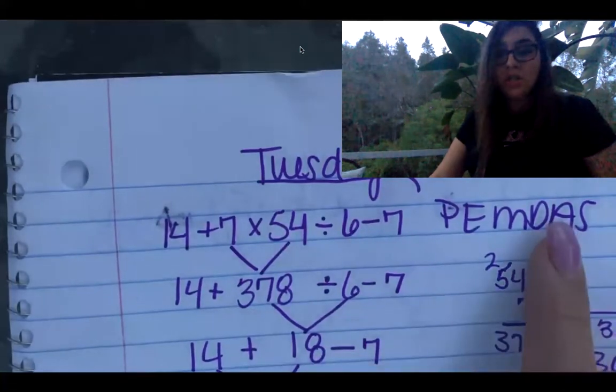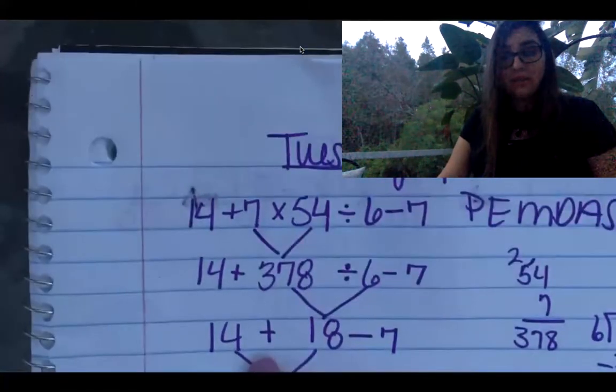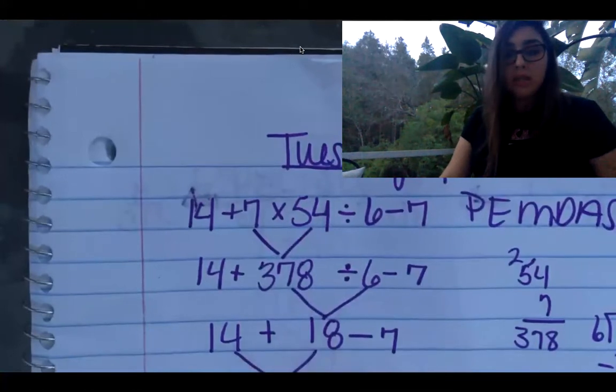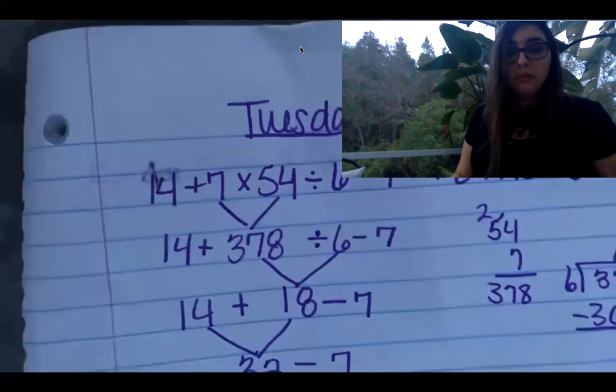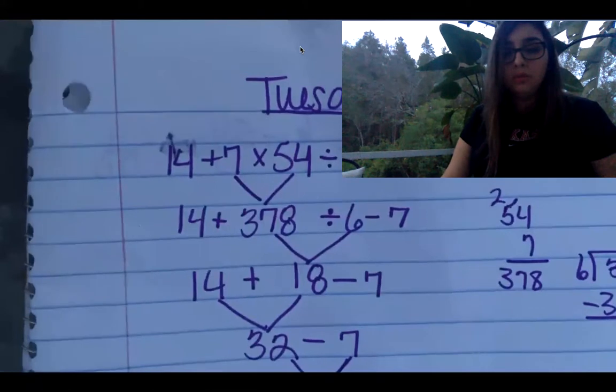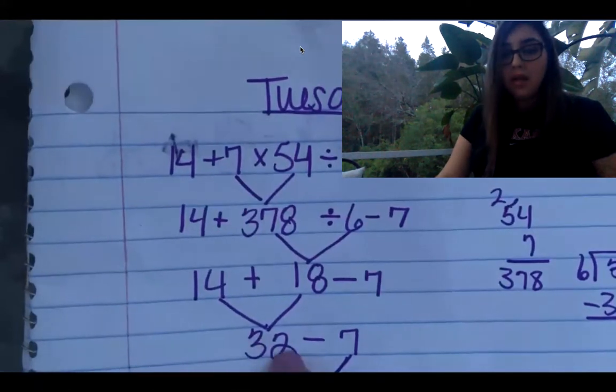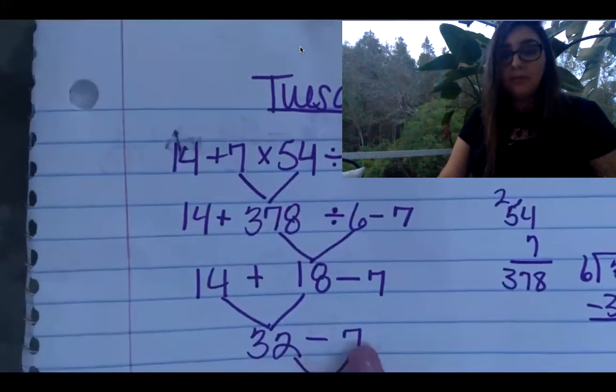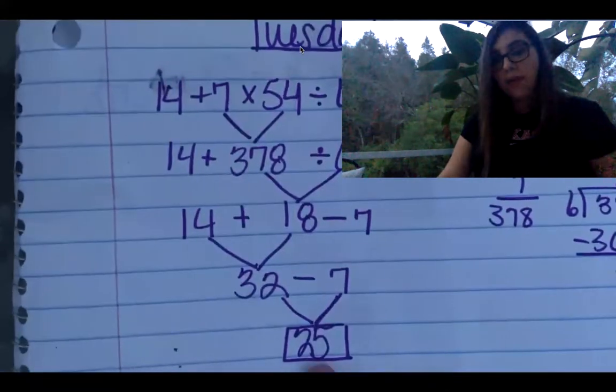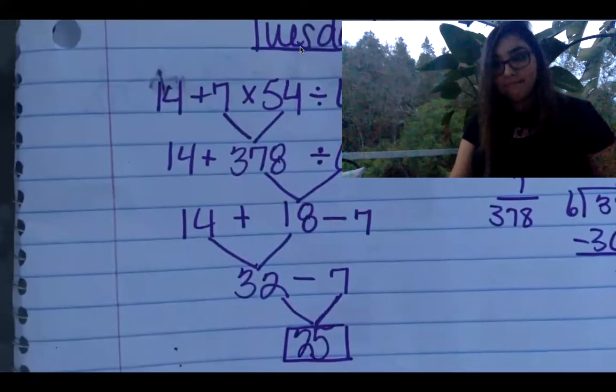I do have addition, so I did that next. 18 plus 14 gives me 32. And then I just drop down the 7. So 32 minus 7 is 25. And there's my answer. Super easy.